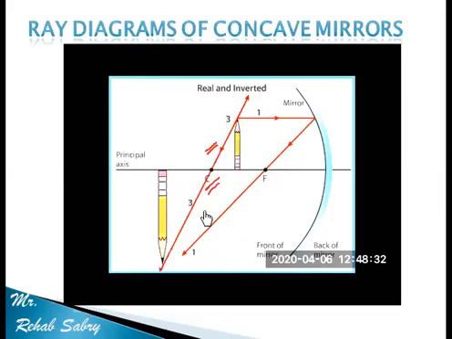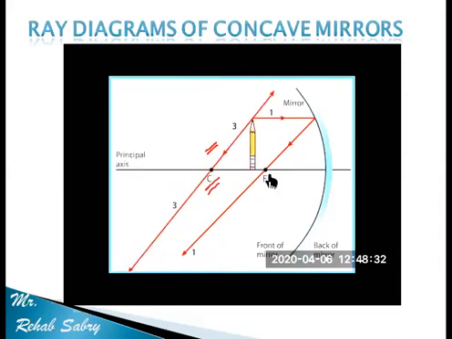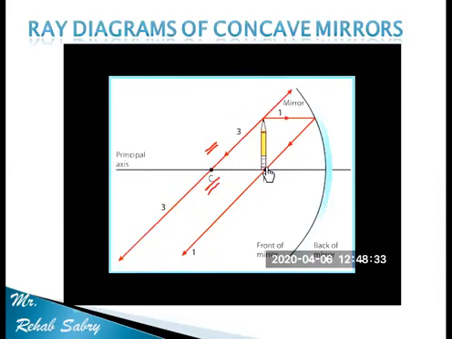Well, now the next step is where the object is at F. Let's see what will happen. What are the two rays? One is parallel then reflected to the focus, and the other is passing through C, so it will reflect along itself. They are parallel, so they can never meet each other. So in this case, there will be no image.